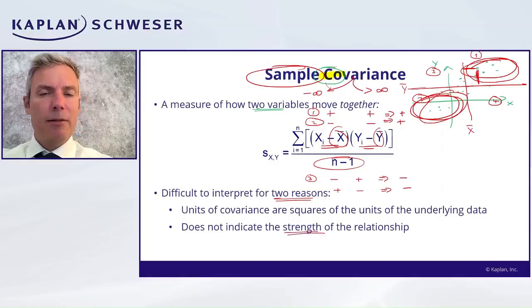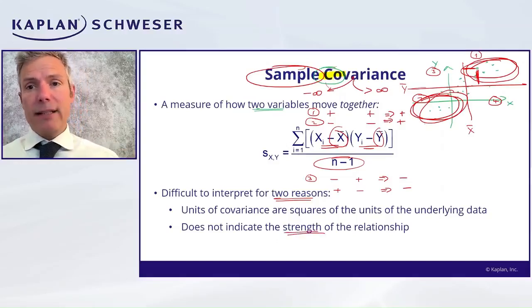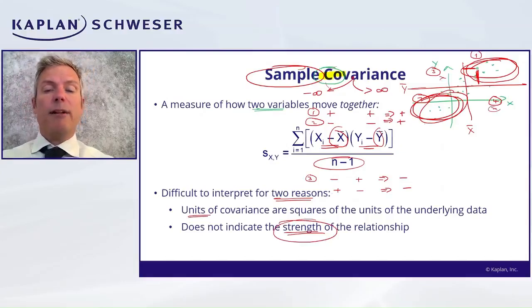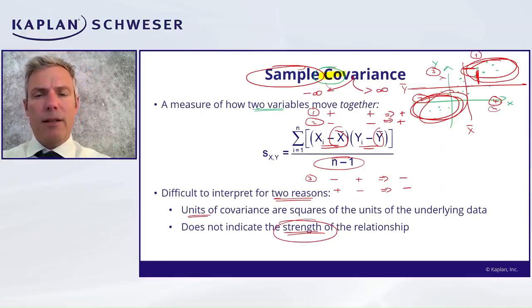If it's positive, we know that positives outweigh negatives, so the variables broadly move in line together. If it's negative, we know that broadly the variables tend to move in opposite directions, but we can't ever say how strong a relationship is. And also the units are based on squares as well. So there are two problems with covariance.